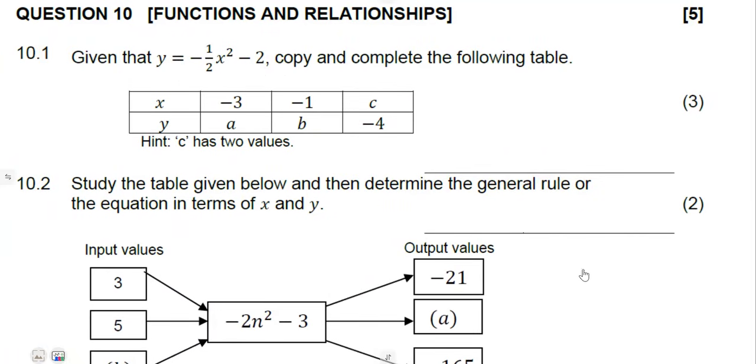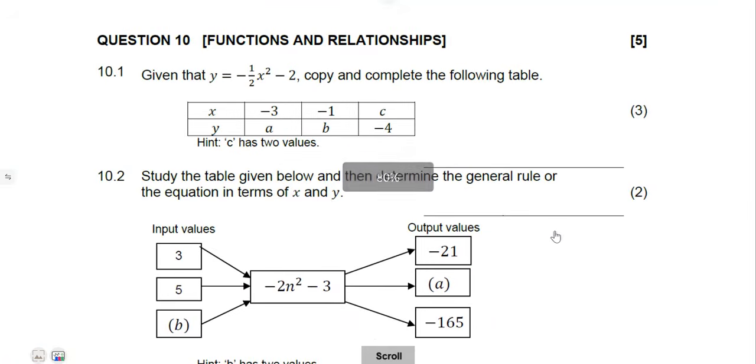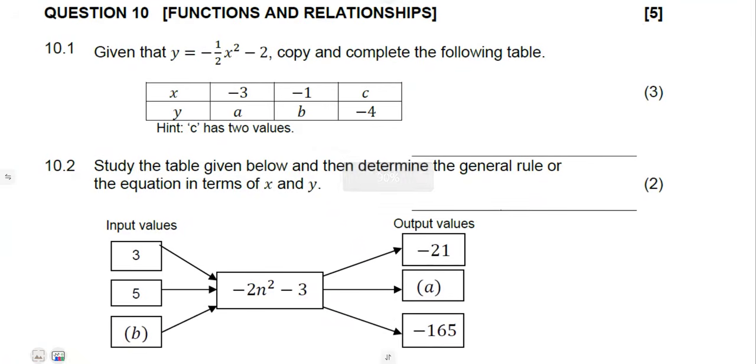On question number 10, we are given the function, which is given by this equation: y is equal to -1 over 2 x squared minus 2. So the question was to copy and complete the table. So we just need to substitute to find A, to find B, and to find C. And they're saying hint. There's a hint that we're given. C has 2 values. So if they give you like this, you must have 2 values there.